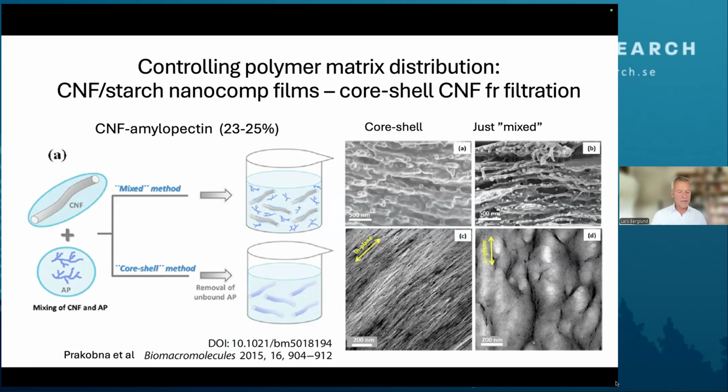We do it in two different ways. In the so-called mixed method, we just mix them. In the lower method, the core-shell method, we deliberately sorb the amylopectin to the surface of the fibrils. And if you look at the micrographs, you see the core-shell column. It's a much more uniform distribution of the cellulose, and it's much better covered by the polymer matrix because we essentially put it there from the beginning where it should be. If we just mix it, we will have inhomogeneous distribution of the polymer matrix.